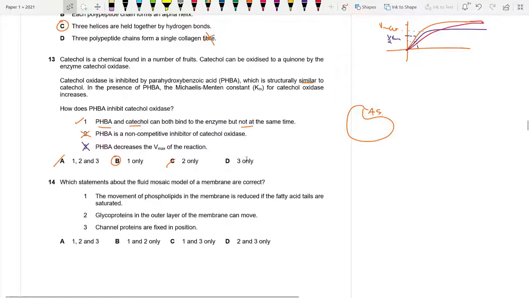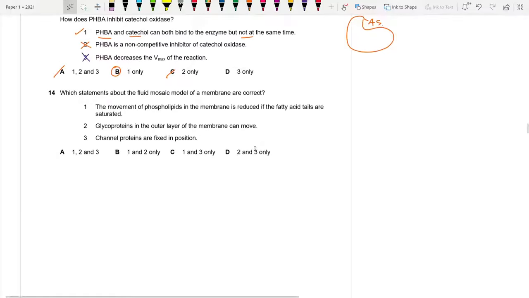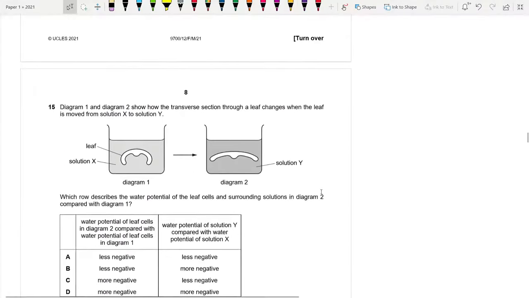Okay, now 14. Which statements about the fluid mosaic model of a membrane are correct? Channel proteins are fixed in position. Clearly 3 is wrong. They are always fluid. Okay, so 3 is wrong. So we have our answer. It's B. Glycoproteins in the outer layer can move through. The movement of phospholipids is reduced when the fatty acids are saturated. True. Less fluid.